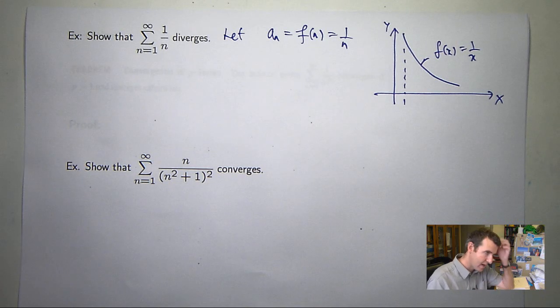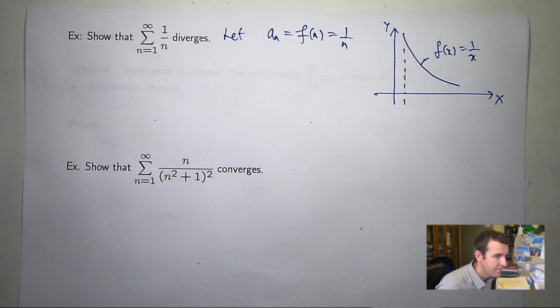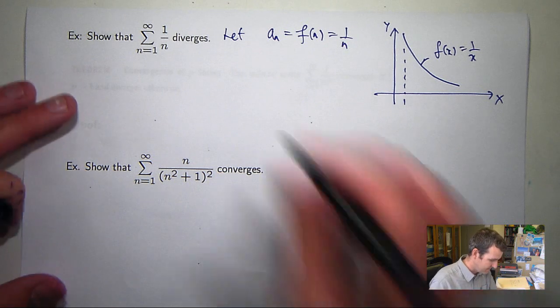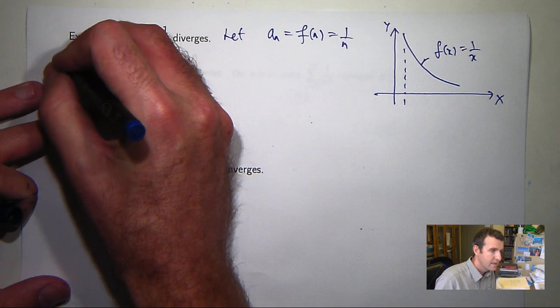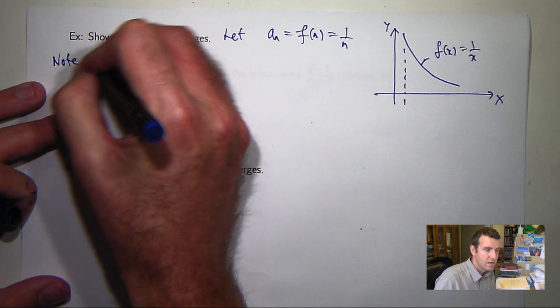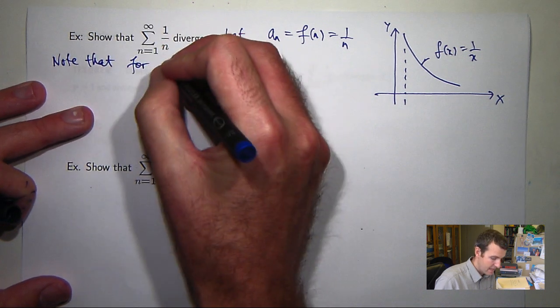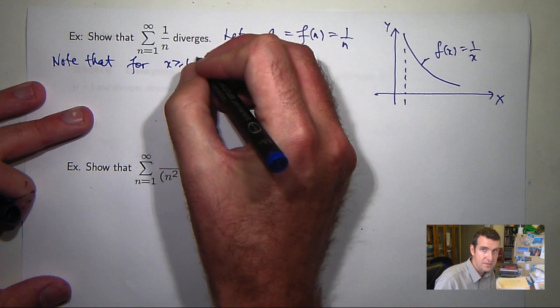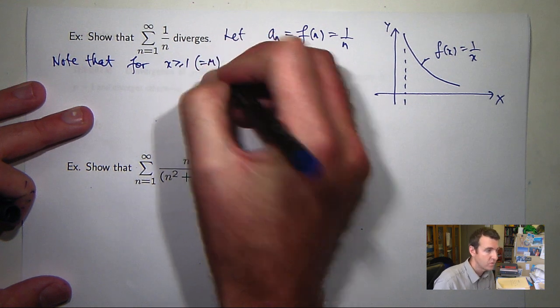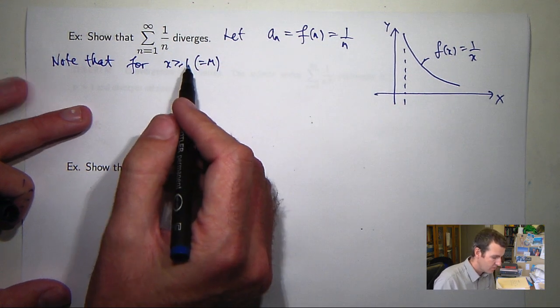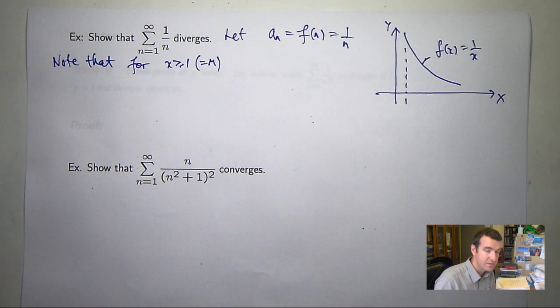Now, let's have a look at this graph. I can see that the function 1 on x is positive. It's also decreasing, and it's also continuous. This is all for x greater than or equal to 1. So let's write that down because they are needed in order to apply the integral test.